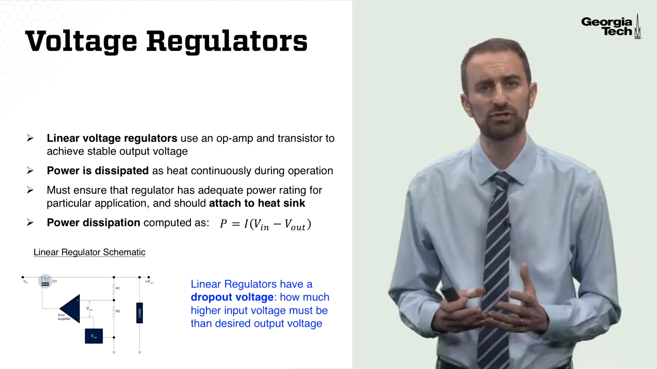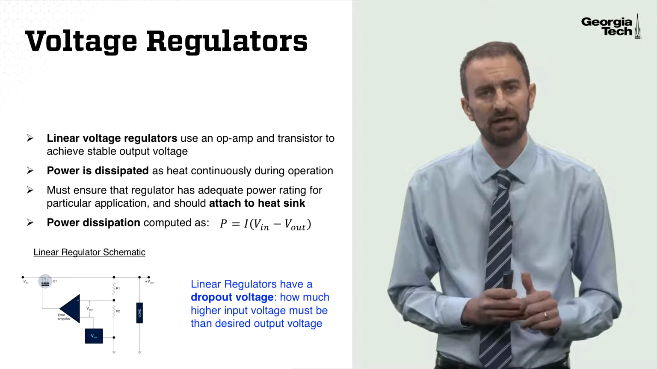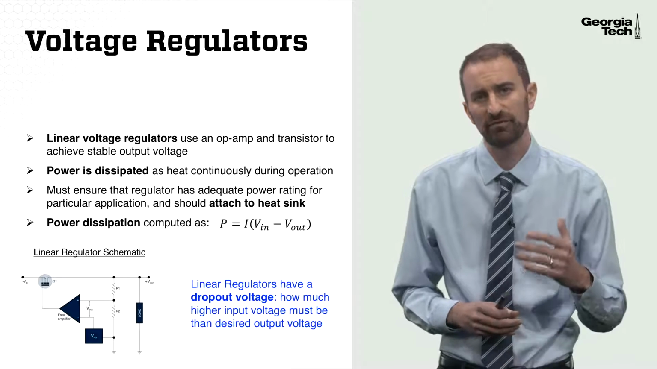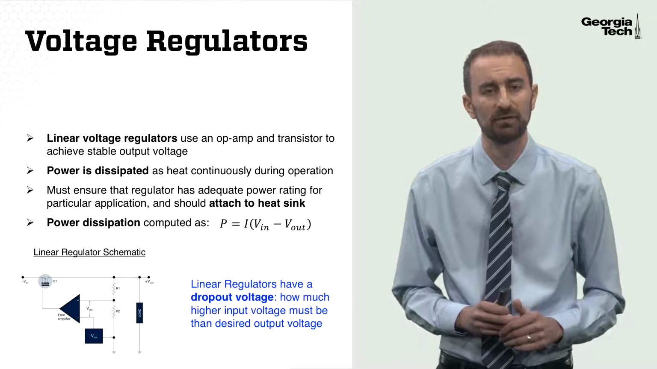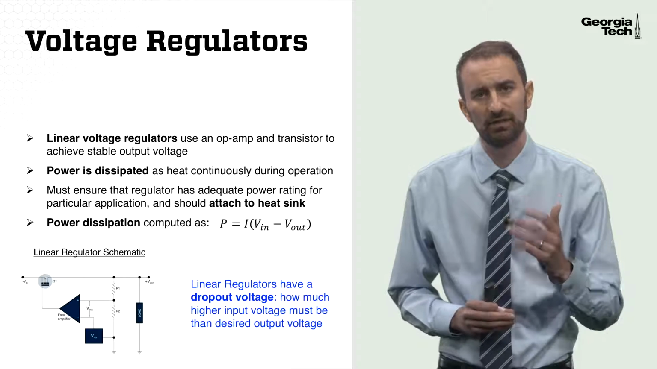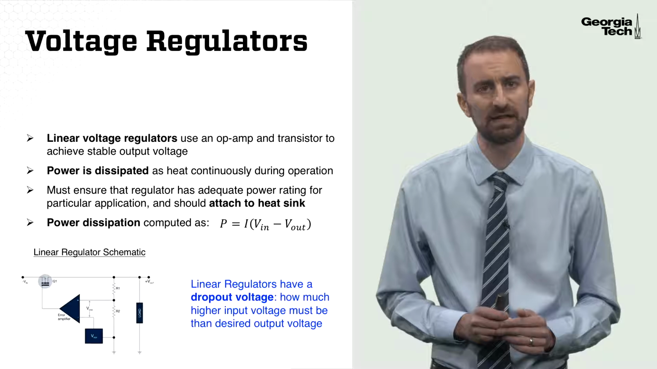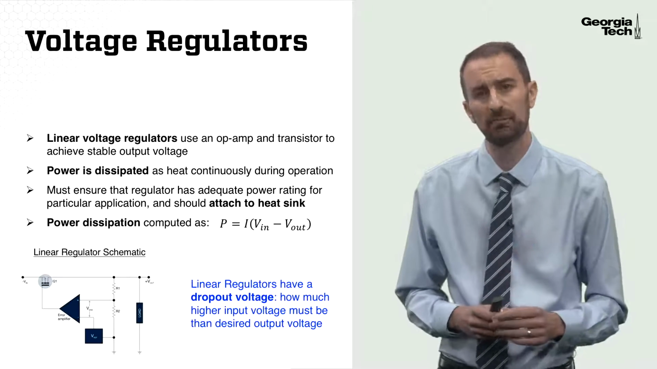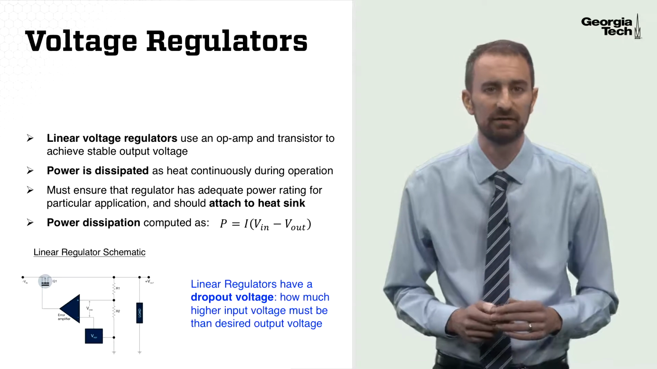So we always have to make sure that the power dissipated in a voltage regulator matches the power dissipation rating that it's designed for. And oftentimes we want to attach the regulator to a heat sink to help it dissipate power. You can compute the power dissipated in a regulator as shown here, the current through the regulator times the difference between the input voltage and the output voltage. Also important to note that linear regulators have something called a dropout voltage, which is how much higher the input voltage has to be than the desired output voltage.